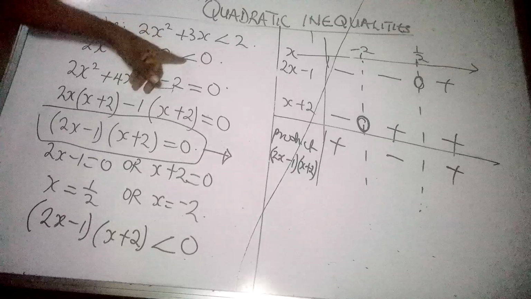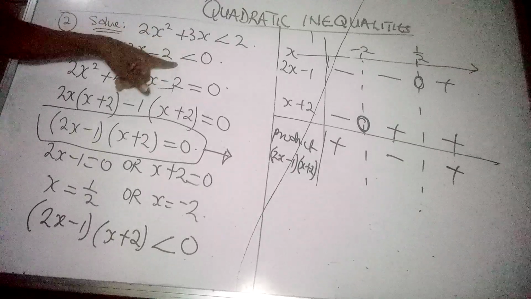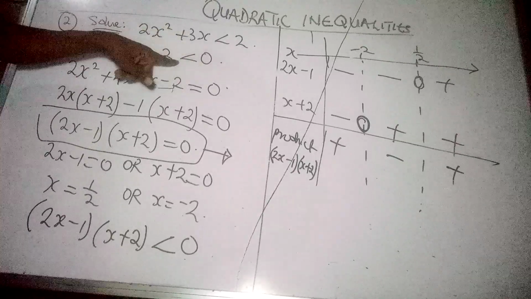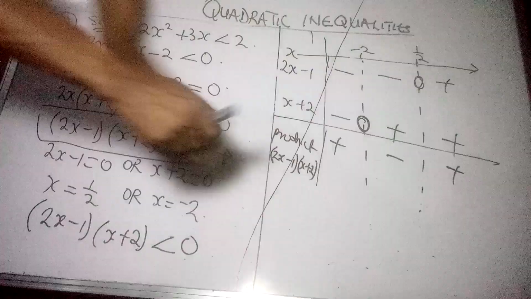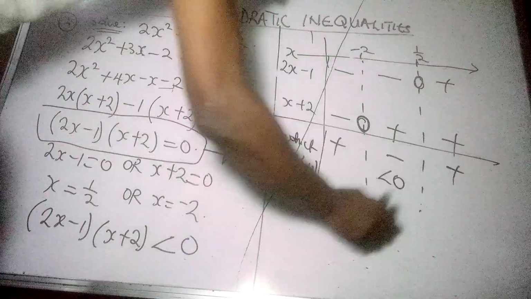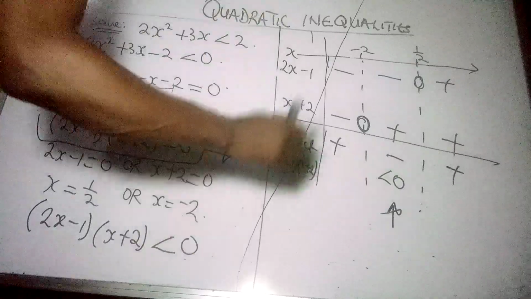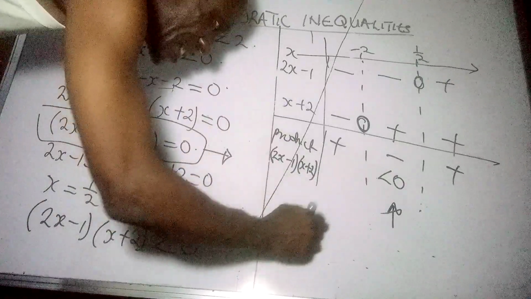Now, how do we now know which of these will satisfy us? We go back to the inequality. Remember, it is less than 0. And anything less than 0 must be what? Negative. That means you go to where we have negative. Less than what? 0. So that means our answer will be x.